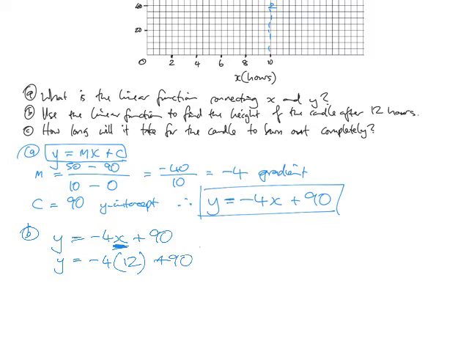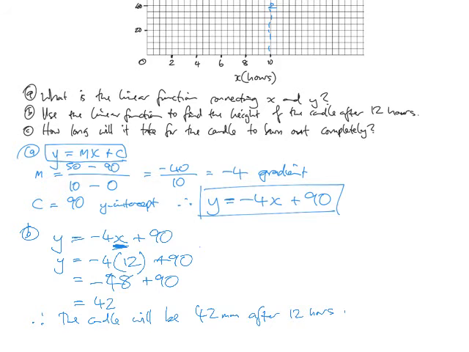So negative 4 times 12 is negative 48, plus 90. Negative 48 plus 90 is going to be 42. So therefore, the candle will be 42 millimeters, because that's the units of the y-axis, after 12 hours.